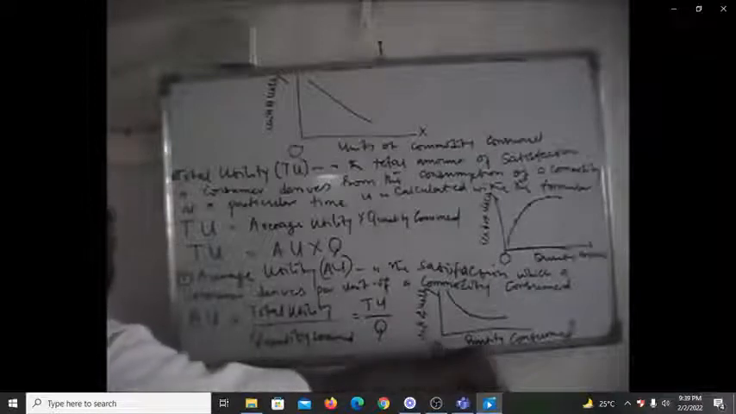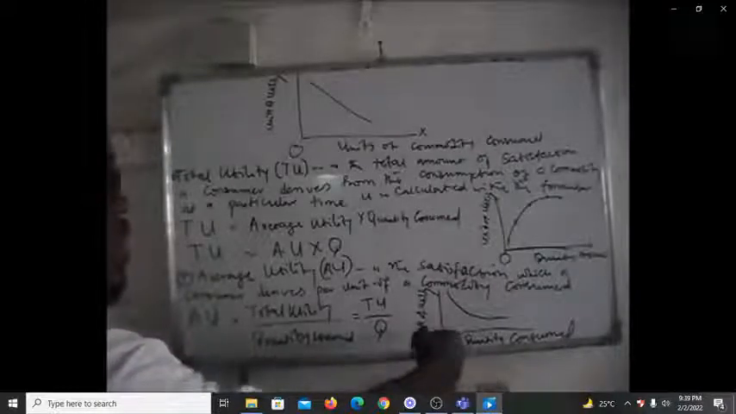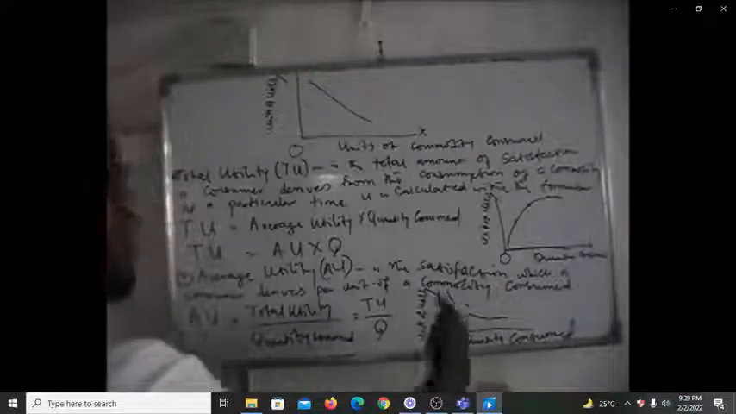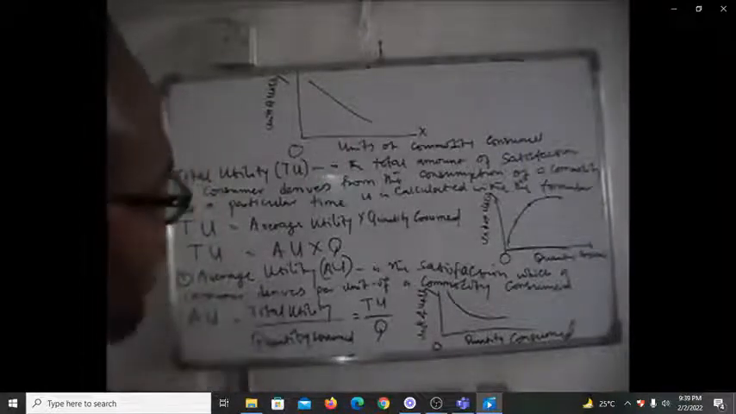And the graphs look exactly like this. If you plot units of utility against quantity consumed, you have a graph like this. It's a curve, but a negative curve. Is that clear? So this is average utility. Very important.